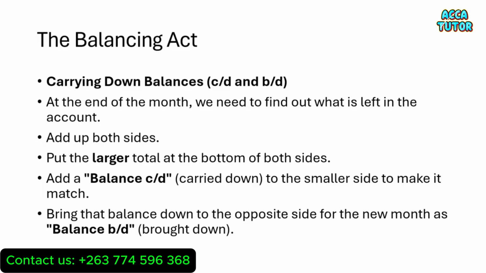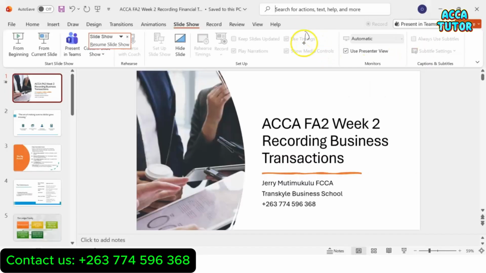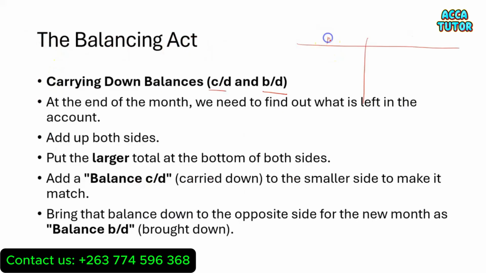We have often seen these CD or BD. CD, that is balance carried down, and BD, balance brought down. At the end of the month, we need to find out what is left in the account. So what do we do? We need to add up both sides. Remember, like I said, a T account is like this, with the debit and the credit.